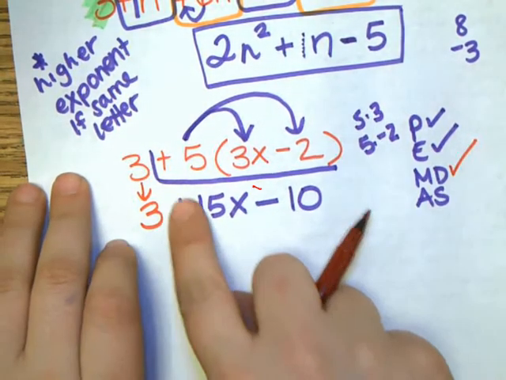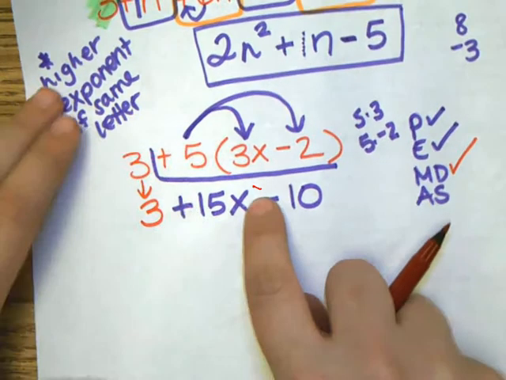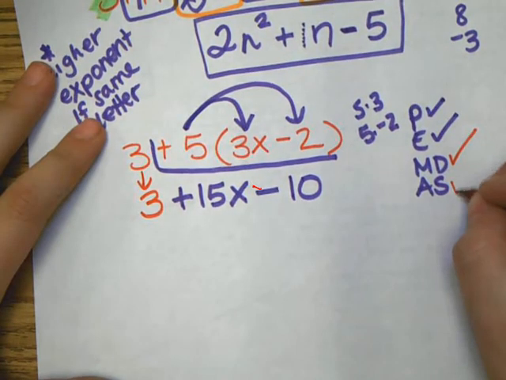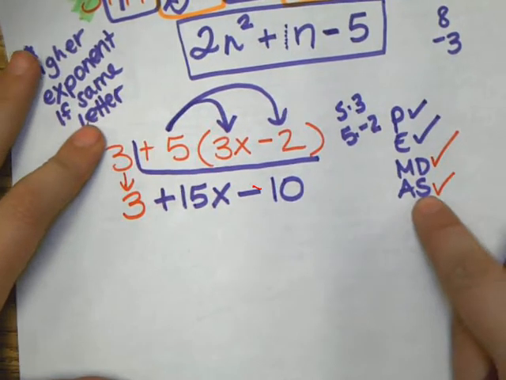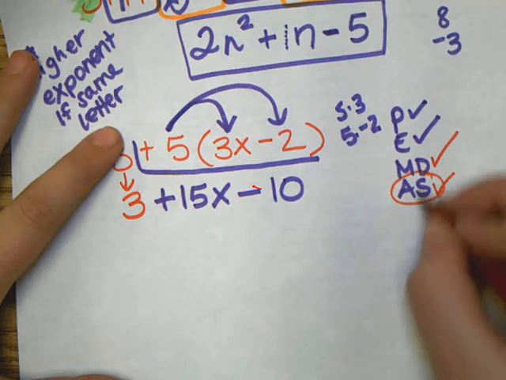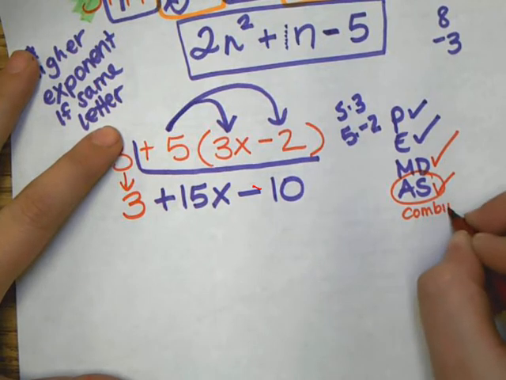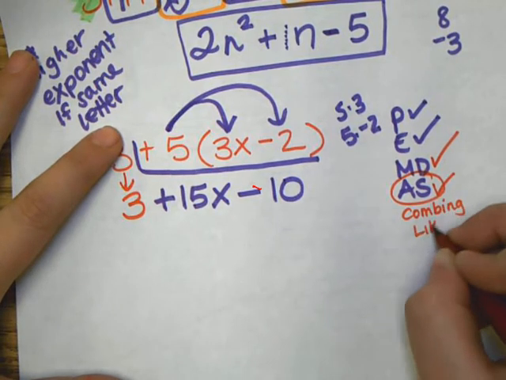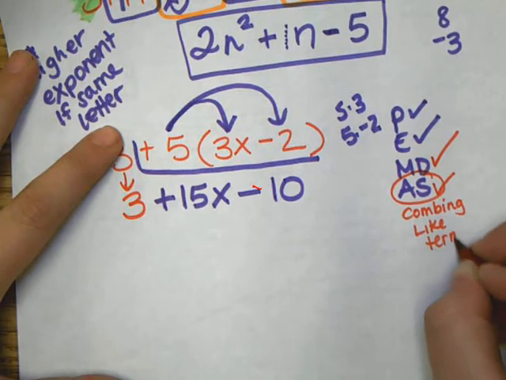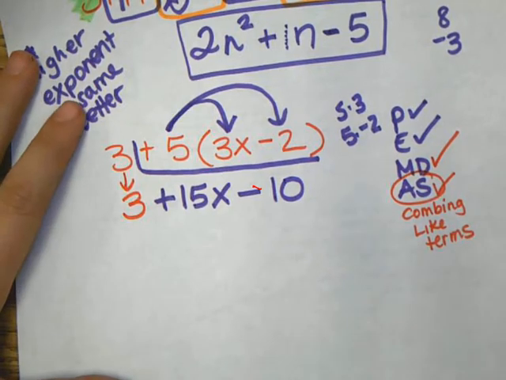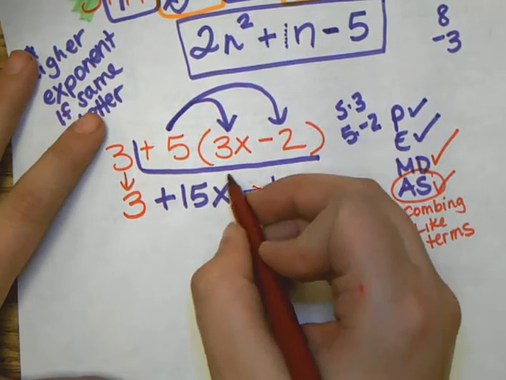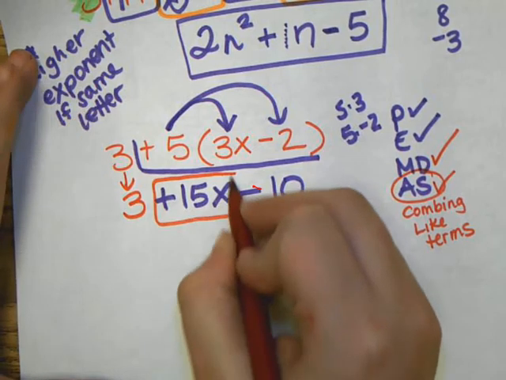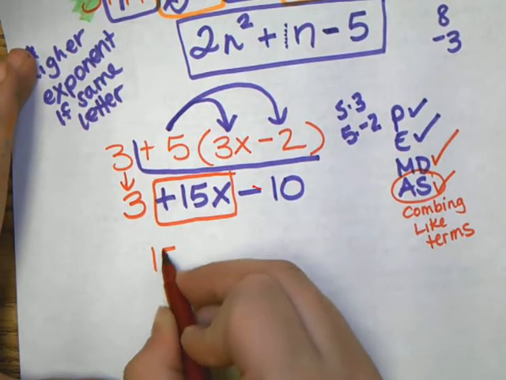Then I'm going to bring down the 3. And now what's in between the problem? Now we have adding and subtracting. So we're done multiplying and dividing. We can't multiply here because we don't know what x is to multiply these two. So the only thing we have left is adding and subtracting. So now we're using our rules for adding and subtracting, which is combining like terms.